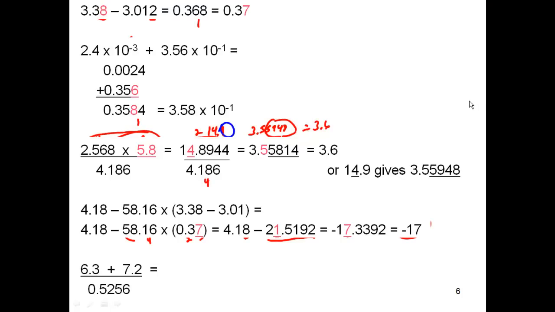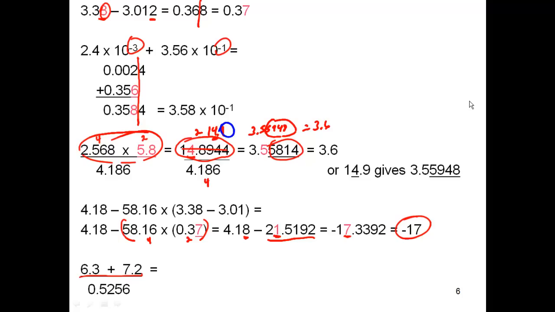Okay, let's look at this one. I got 6.3 plus 7.2 divided by 0.5256. Now we said in order of operations that the division comes before addition and subtraction, but is that the case in this particular example? The answer is no. This line over the whole division means that I got to do that step first. I got to do the 6.3 plus the 7.2 before I do the division, because that division line is over the entire 0.5256.